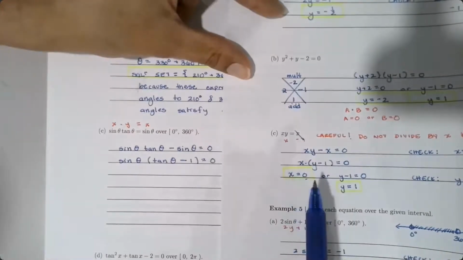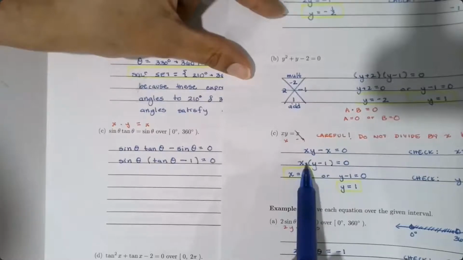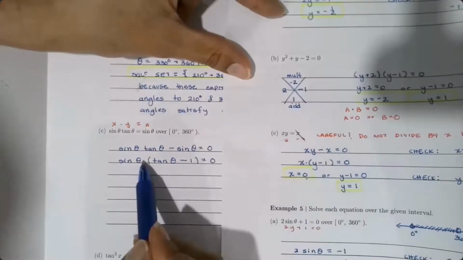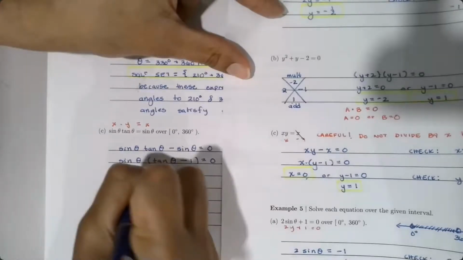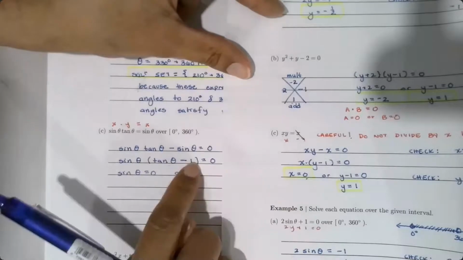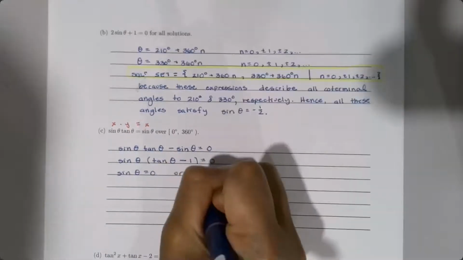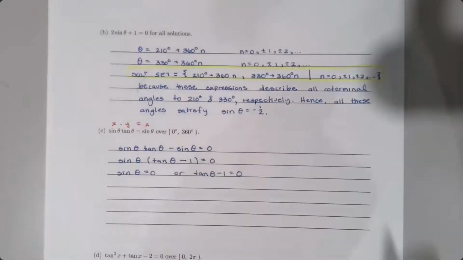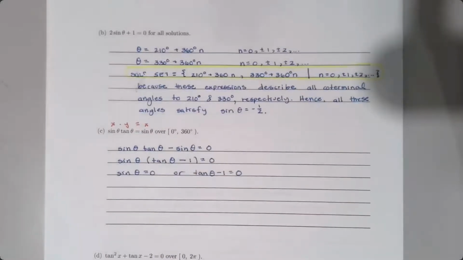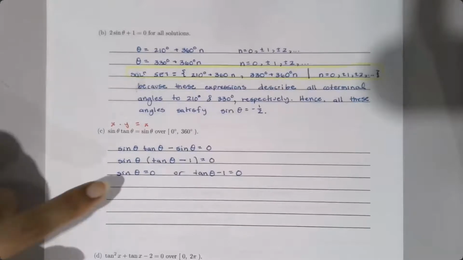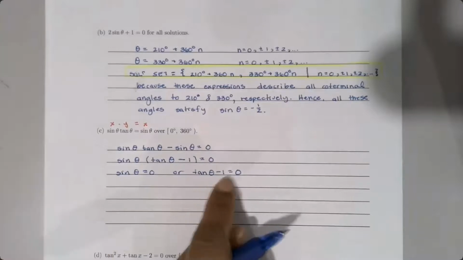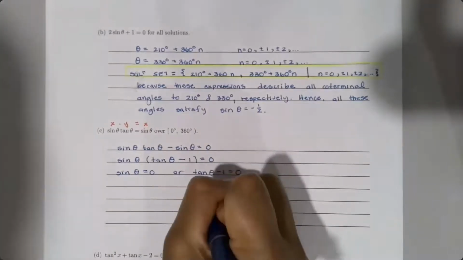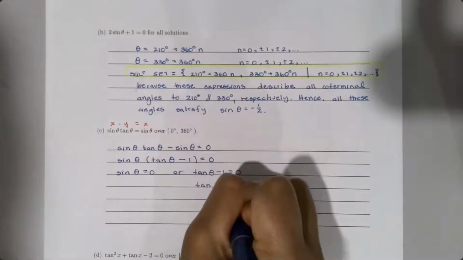And then we use the zero product principle, where either the first factor has to be 0, or the second factor has to be 0, the tangent theta minus 1. So this term, the trig function is isolated already. In this term, we would have to add a 1 to both sides. So we would get tangent theta equals 1.